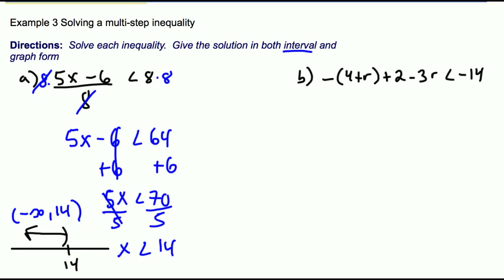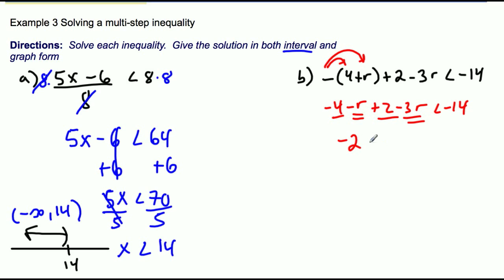Alright, so let's come over here now to the right. And we have a lot of stuff going on here. I'm going to first distribute this negative sign, so negative 4 minus r. And then I have plus 2 minus 3r is less than negative 14. I can combine my negative 4 and 2, so that will give me negative 2. And negative r and negative 3r give me negative 4r is less than negative 14.